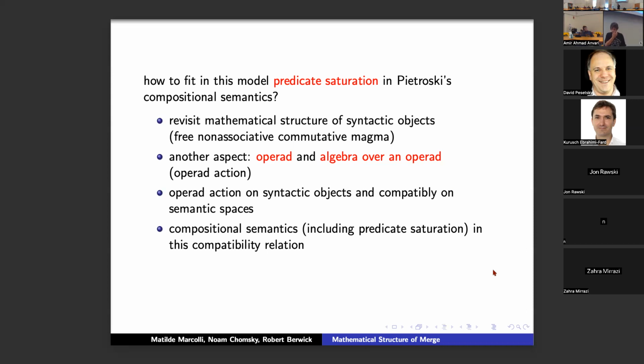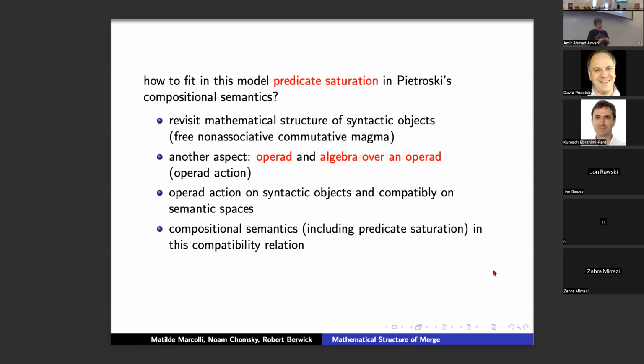And in mathematics, the way one describes this is that this free commutative non-associative magma that generates the syntactic objects is related very closely to another mathematical structure called an operad. And in particular, something related to that is called an algebra over an operad, or an operad action. The claim I want to make is that there is such a thing, which I'm going to tell you in a moment what it is, an operad action on syntactic objects that takes syntactic objects as inputs and produces a new syntactic object as output.